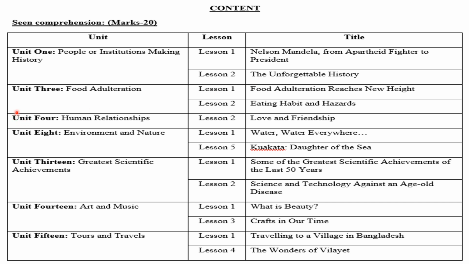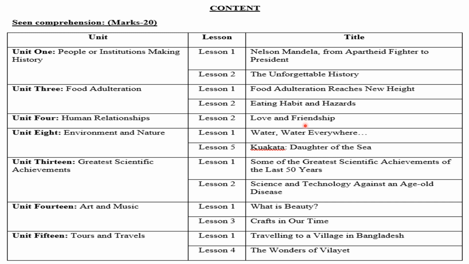In the same way, in Unit 3 we'll discuss food adulteration, and there are two lessons from this unit, lesson 1 and lesson 2. In lesson 1 we will study food adulteration, this is new height, and lesson 2, Eating Habits and Hazards. Unit 4, Human Relationships. There is only one lesson, and the title is Love and Relationship.